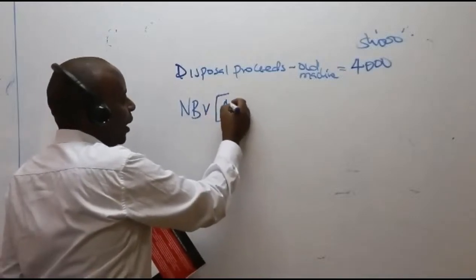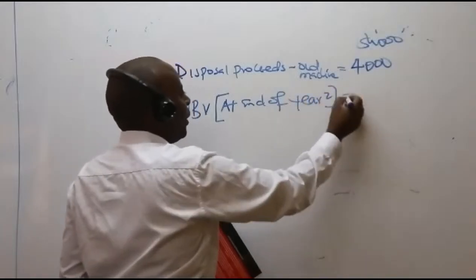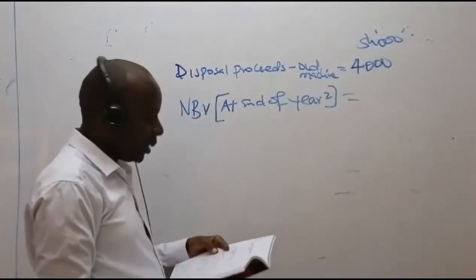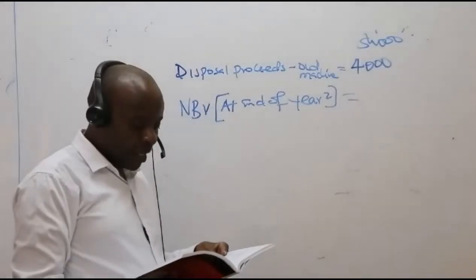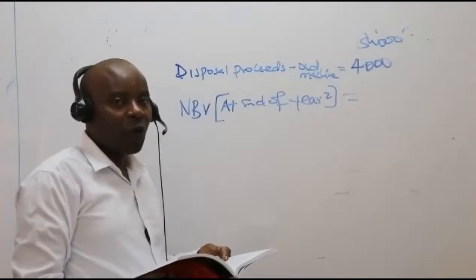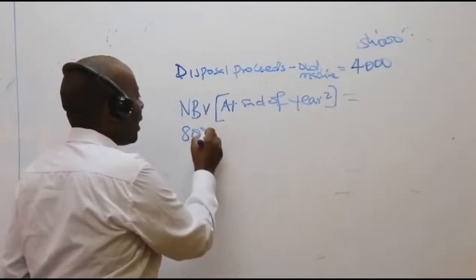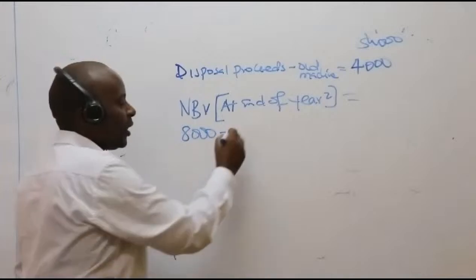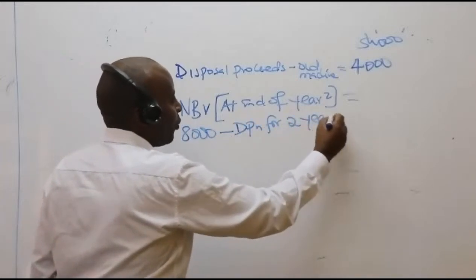Now I'll compare this with the net book value of this machine. Remember, this is at end of year 2. Have they given us this net book value? No. They gave us the purchase cost, which is 8,000 for this old machine. So to get net book value, I'll take 8,000 minus depreciation for 2 years.